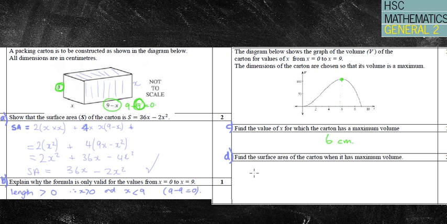And then find the surface area of the carton which has a maximum volume. Well, we've just found the value of x for which this had the maximum volume. I've got the formula for the surface area. Surface area equals 36x minus 2x squared. So I'm just going to chuck in 6 for the x value, 36 times 6 minus 2 times 6 squared. And then I'm going to let my magical calculator do that for me. So 36 times 6. And I'm going to take away the 2 times 6 squared, chuck it all in, and I get 144 centimeters squared as my answer.